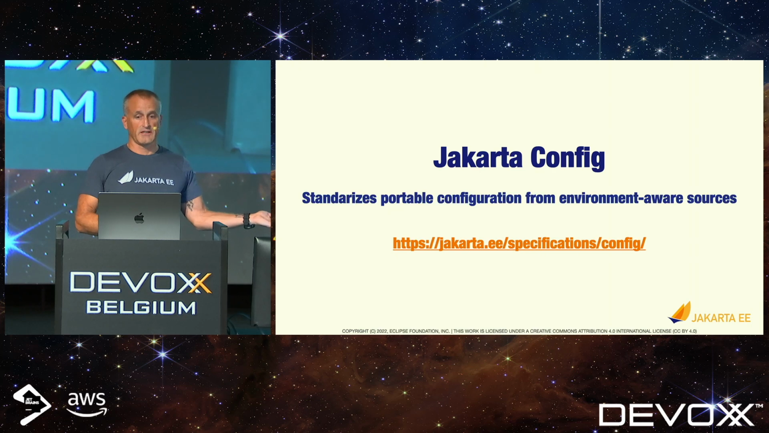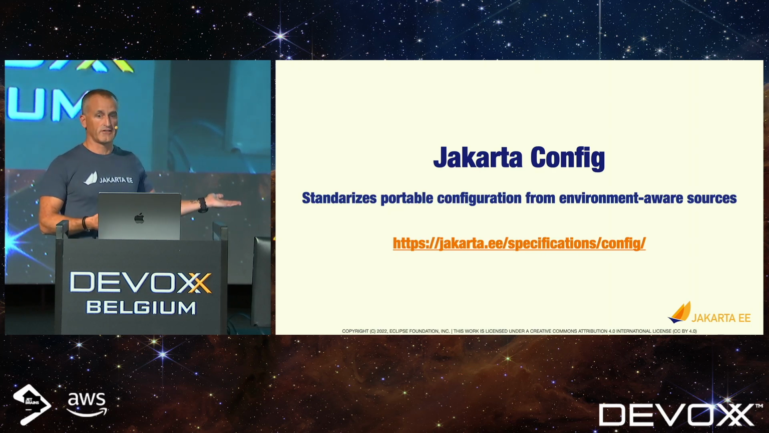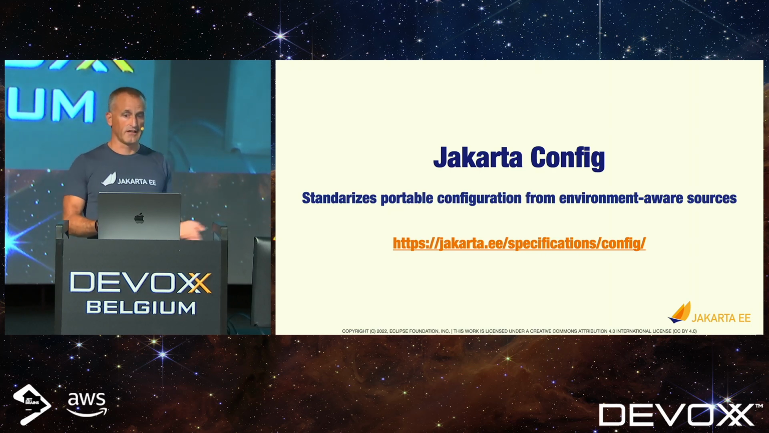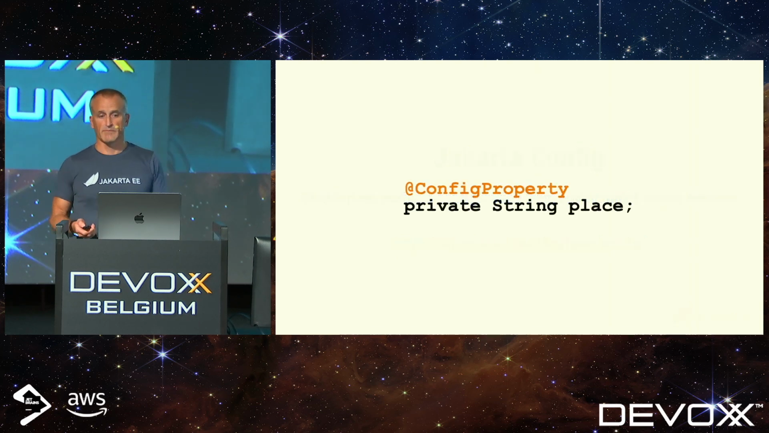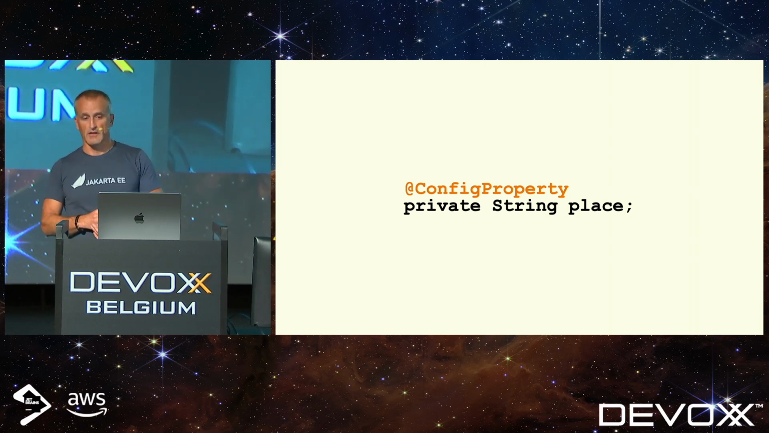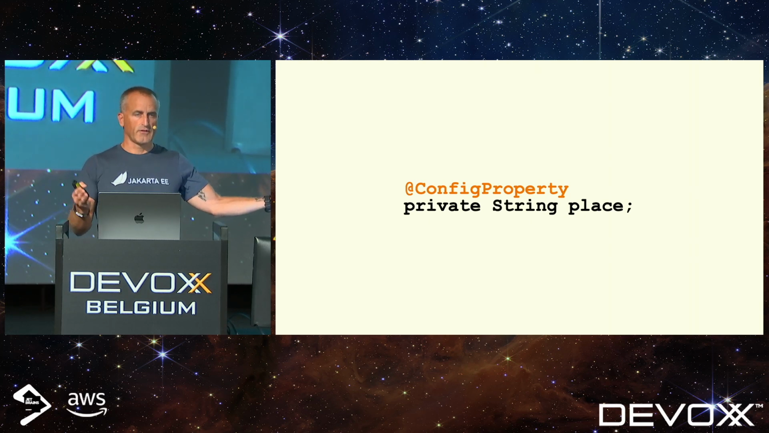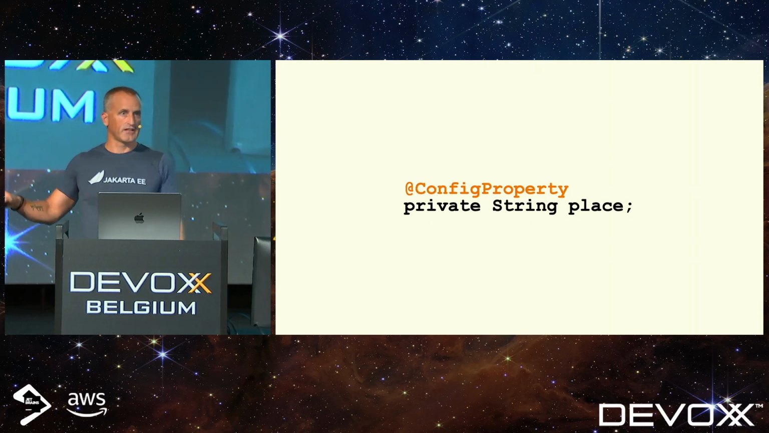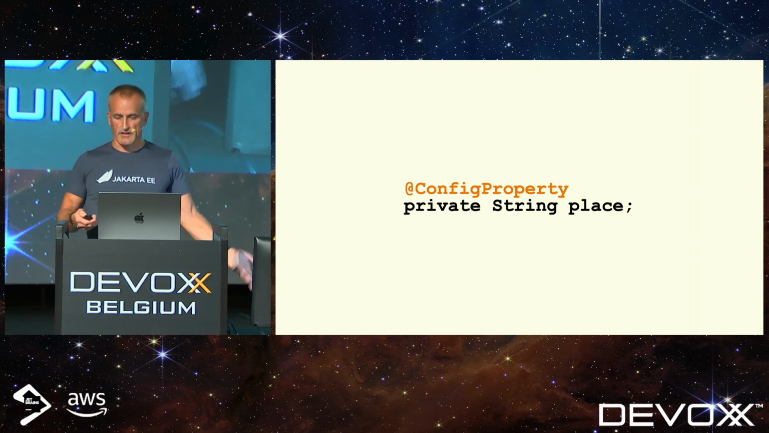There is a new specification that standardizes portable configuration across environment-aware sources, called Jakarta Config. It's more or less based on MicroProfile Config and will be compatible in some way with it. So when Jakarta Config is out, MicroProfile Config will probably be retired, but that remains to be seen. It will be some sort of just injecting your properties, and it will read them from the environment, whether it's in Kubernetes or somewhere else. Just get the properties for you.